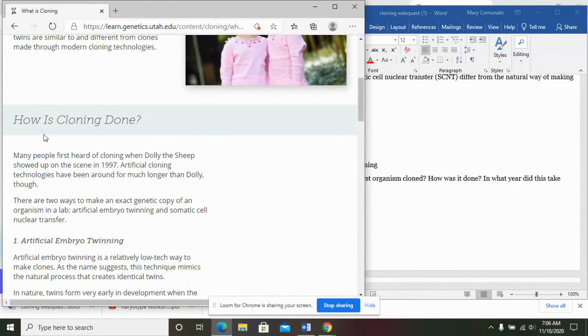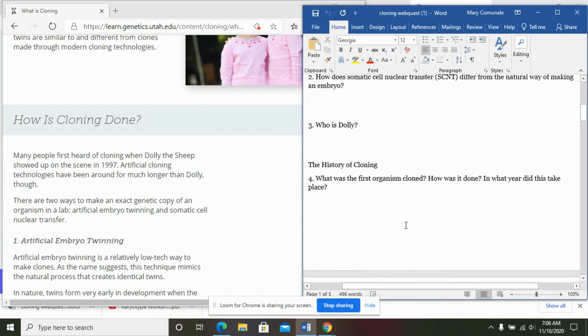And that one's actually up here. So it's kind of right before the embryo twinning stuff. It talks about Dolly the sheep. She was the first clone from a somatic cell, which was a big deal because somatic cells are not egg or sperm cells. They're like a regular skin cell.